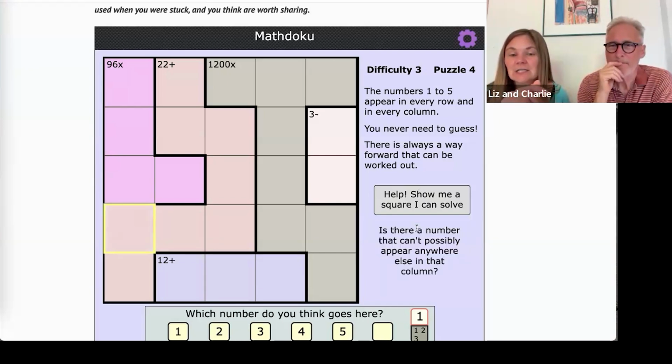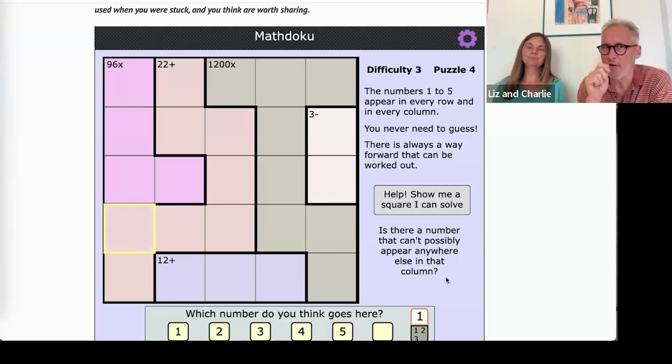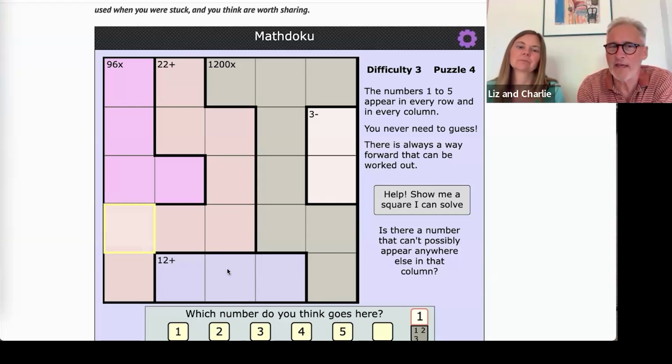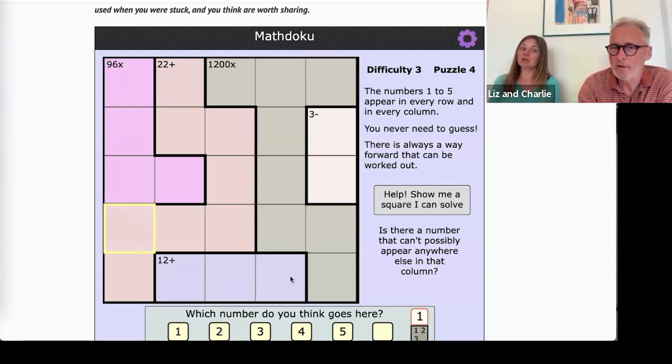But the interactivity does allow us to click to get some more information. And we're being asked a question. Is there a number that can't possibly appear anywhere else in that column? Right. Okay, I don't want to spend too long on this because we've got 5 problems we want to show you. And of course, we have rehearsed this. But at some stage, you might want students to think about the way that we ended up approaching it, but I'm sure it's not the only way.